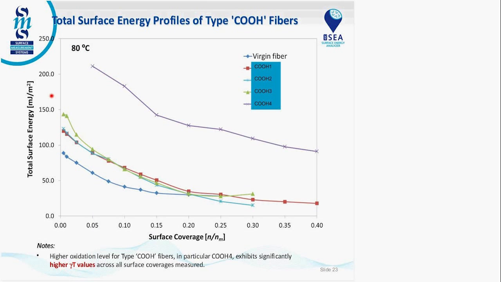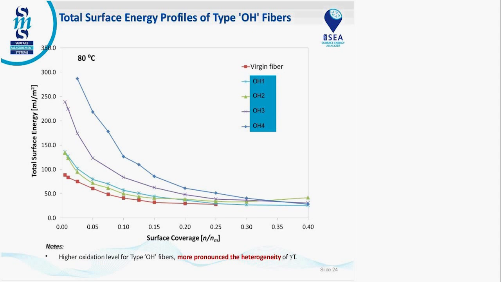And we measured the total surface energy, which we're seeing now. We can see as we go from the virgin fiber, this is the carboxyl oxidation, as we make it more and more oxidized, we see an increase in surface energy. This is for the hydroxyl. Again, this is the virgin fiber in red. As we oxidize them more aggressively, we make the surface higher and higher in surface energy.